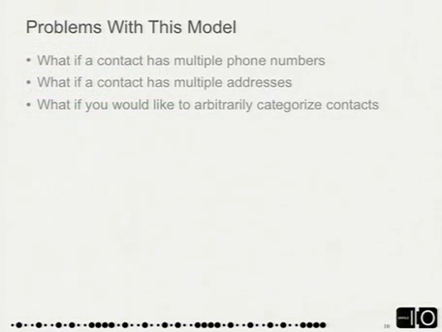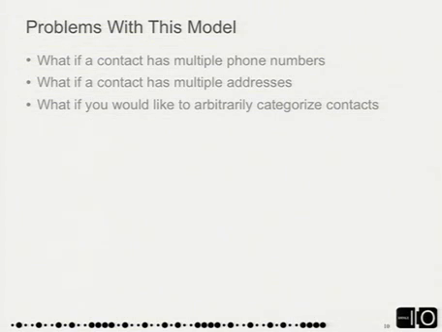But there are a couple of problems with this model. For one, what if the contact has multiple phone numbers? Probably most people in this room have multiple phone numbers. At the very least, some of you might still have a landline, carry a mobile around, or have a work phone number on your desk at work. Or what if you have multiple addresses? What if you own multiple houses? Obviously, I'm not one of those people, but you might be.